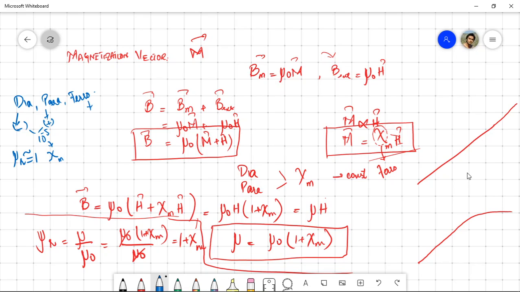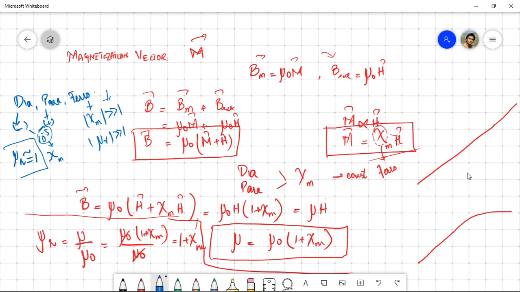But whenever we talk about ferromagnetic material, the value of susceptibility will be far greater than 1, and relative permeability will also be far greater than 1. This tells us how strong the magnetic characteristics of ferromagnetic materials are. Diamagnetic and paramagnetic susceptibility will always be of the order of 10 raised to the power minus 5, and relative permeability will always be approximately equal to 1.